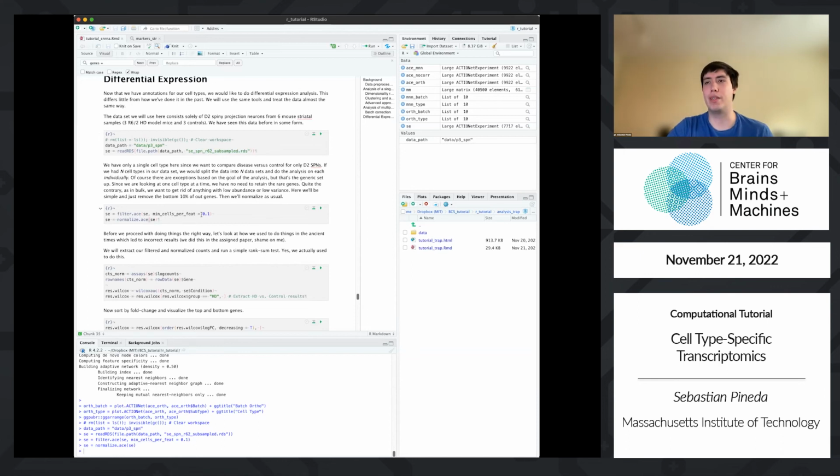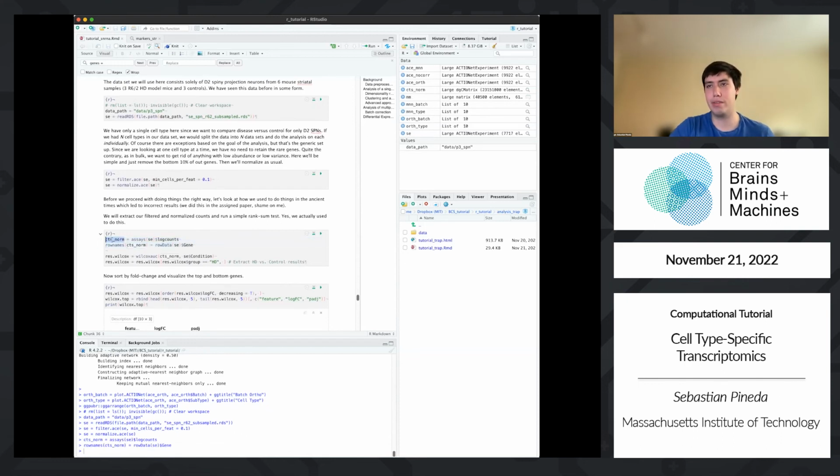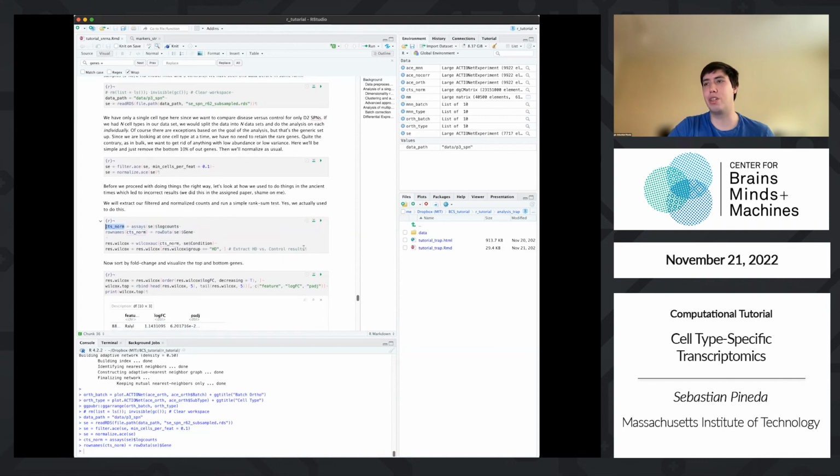And I'm going to treat it the same way. I'm going to remove all the unabundant genes. I'm going to just do library size normalization. I'm going to log scale them. And then I'm going to pull out the count matrix. And I'm just going to run a simple statistical test. I show how to implement this by hand in the first tutorial that's on the GitHub page. This is just a function that does it really, really fast.